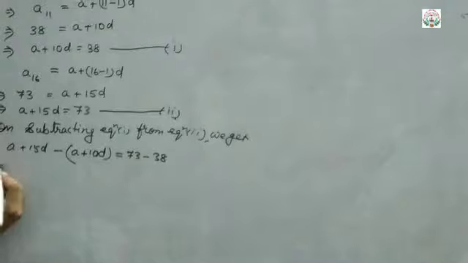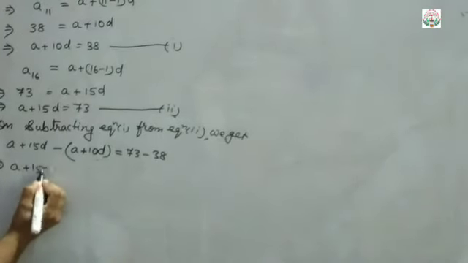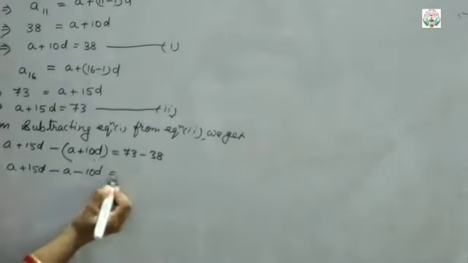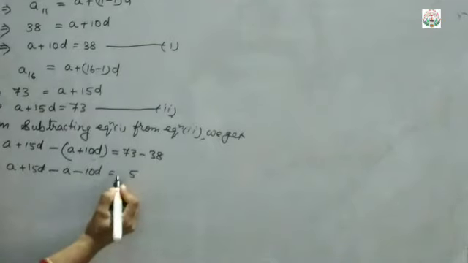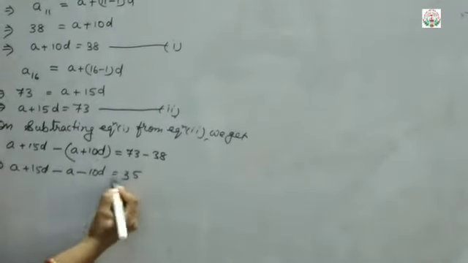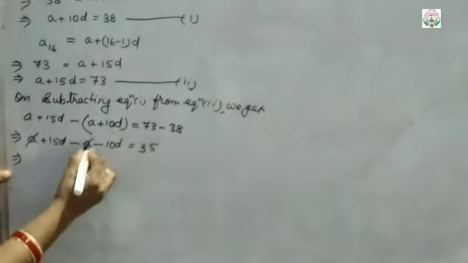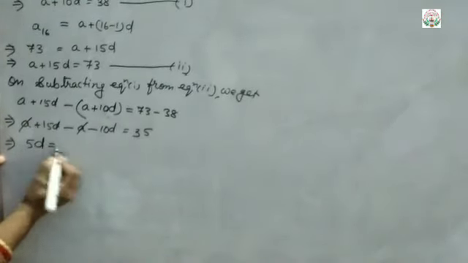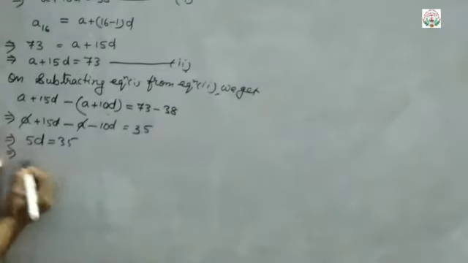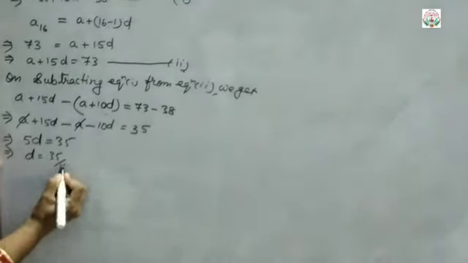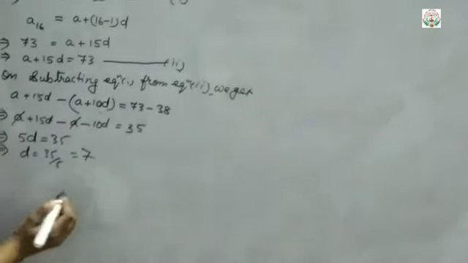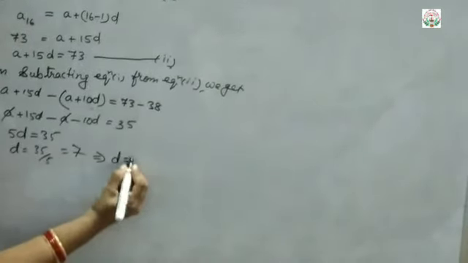Clear? So now, A plus 15D, open the bracket, plus into minus, minus A, this will be minus 10D equals, on subtraction, how much will you get? That is 35. Okay, so now see, A plus A minus A cancel. Now 15D minus 10D will be 5D equals 35, implies D equals 35 upon 5, which equals 7. So the value of D we got is 7. So you can write, implies D equals 7.